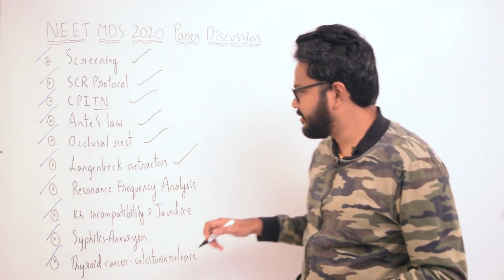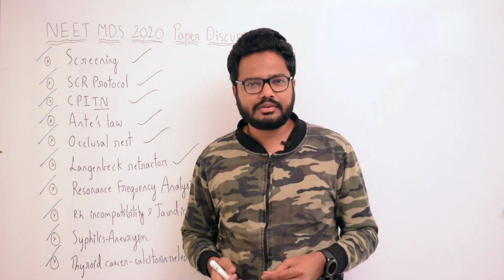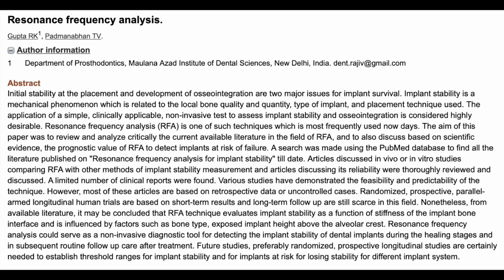Moving on to the next question, resonance frequency analysis related to implant stability. Was it asked in the exam? Again, do let me know. If you review the literature pertaining to RFA, initial stability at placement and development of osseointegration are two major issues for implant survival. Implant stability is a mechanical phenomenon which is related to local bone quality and quantity, type of implant, and placement technique used, as you all are familiar with.